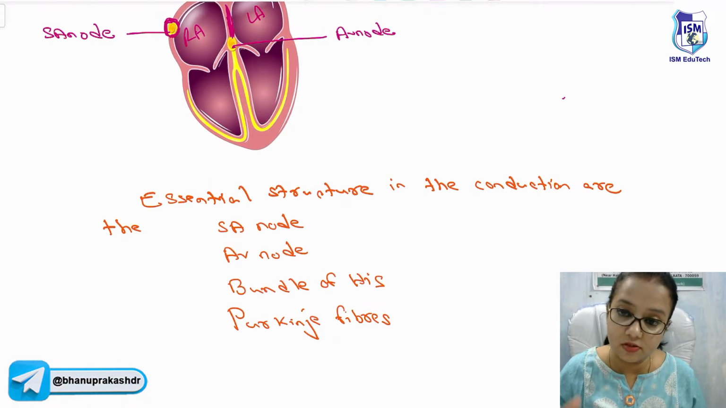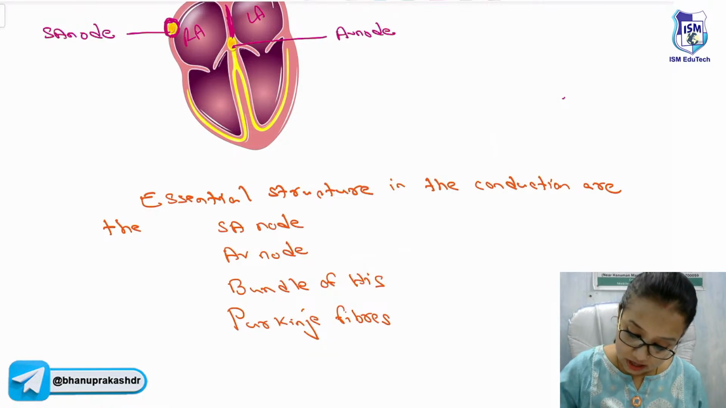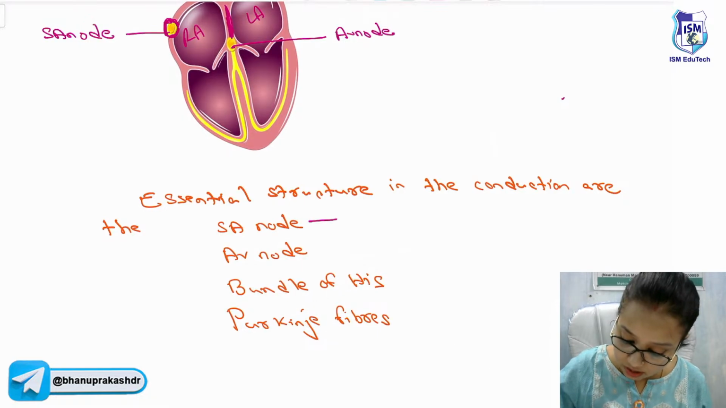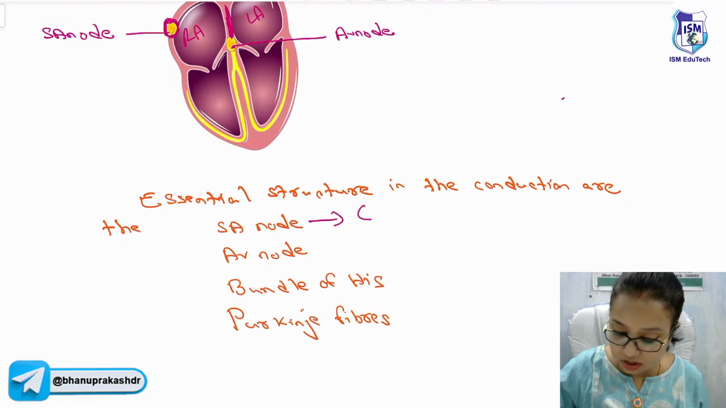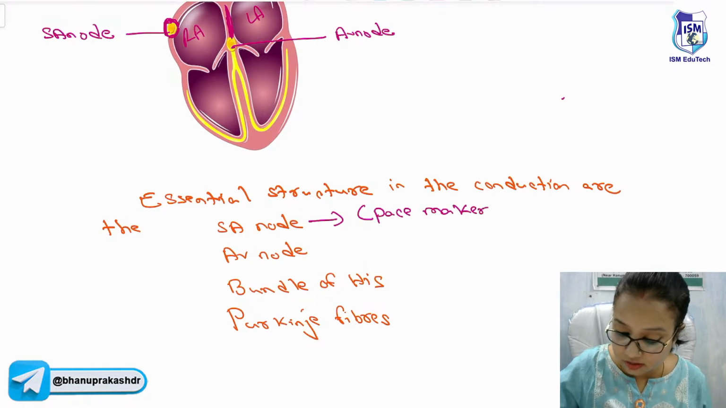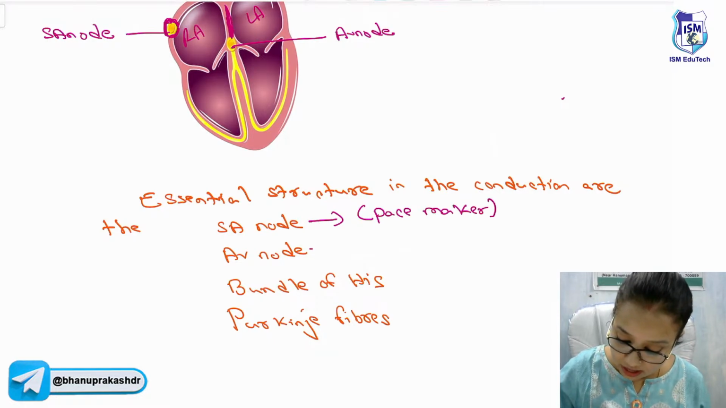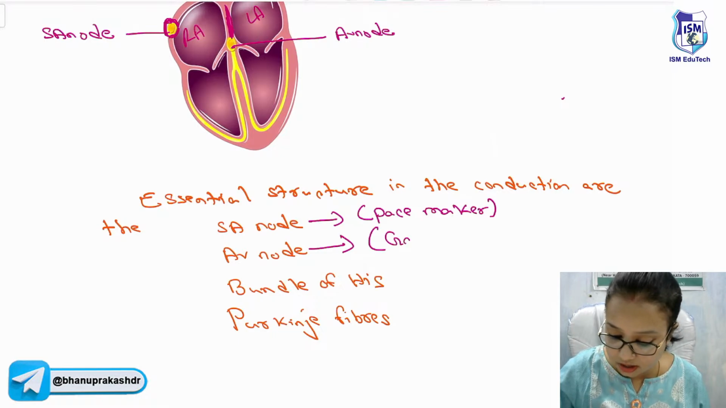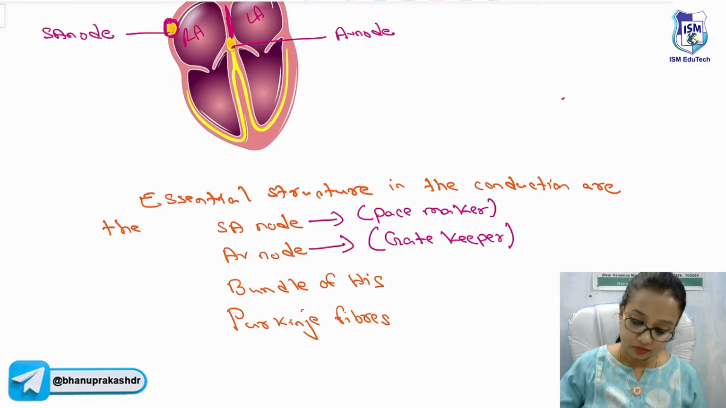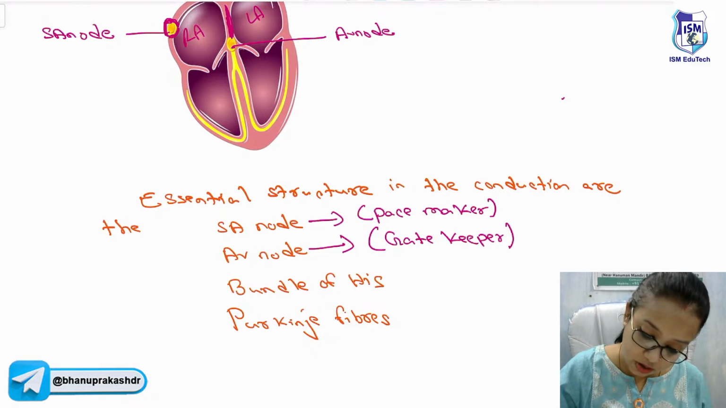Now, as a very quick point, how do we remember the function of this structure, this SA node and AV node? At once we can say that SA node is the pacemaker. Why we are saying so? We will discuss about it. AV node is called the gatekeeper. Okay.